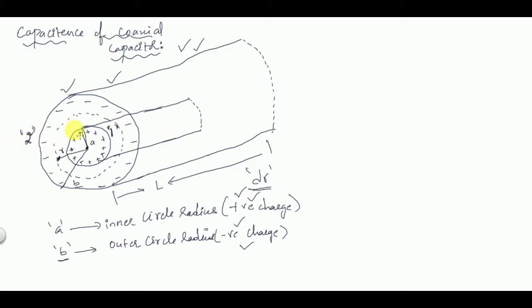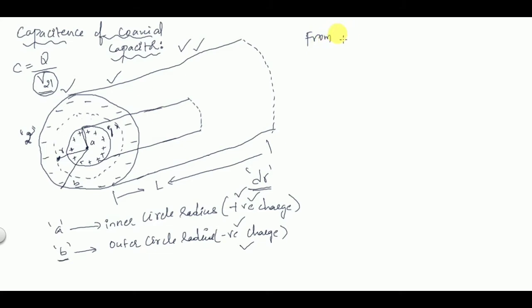Once we have both planes, we can find E bar. First we have to find E bar, then the potential, and from the potential we can find the capacitance. Capacitance is always given by C is equal to Q by V21. In order to find V21, we first need to find E bar, the electric field intensity.